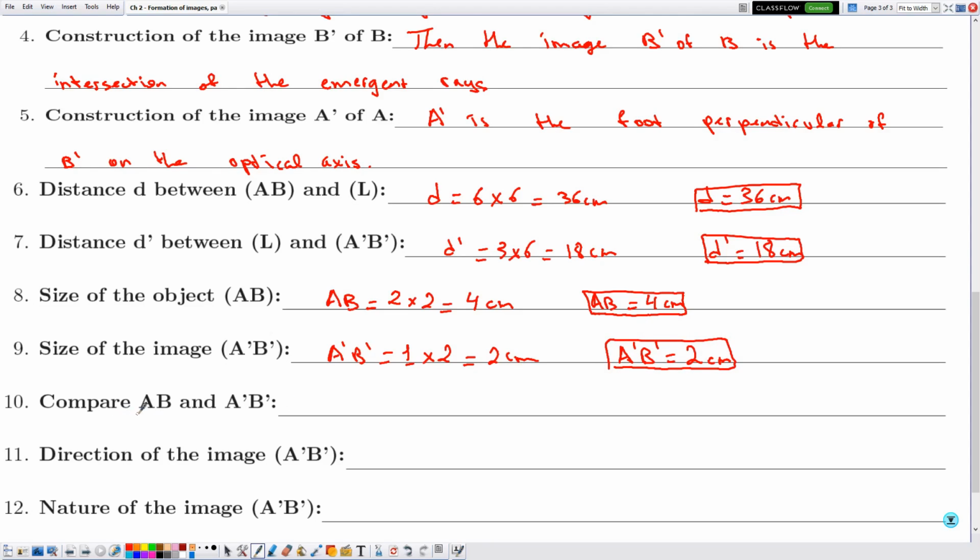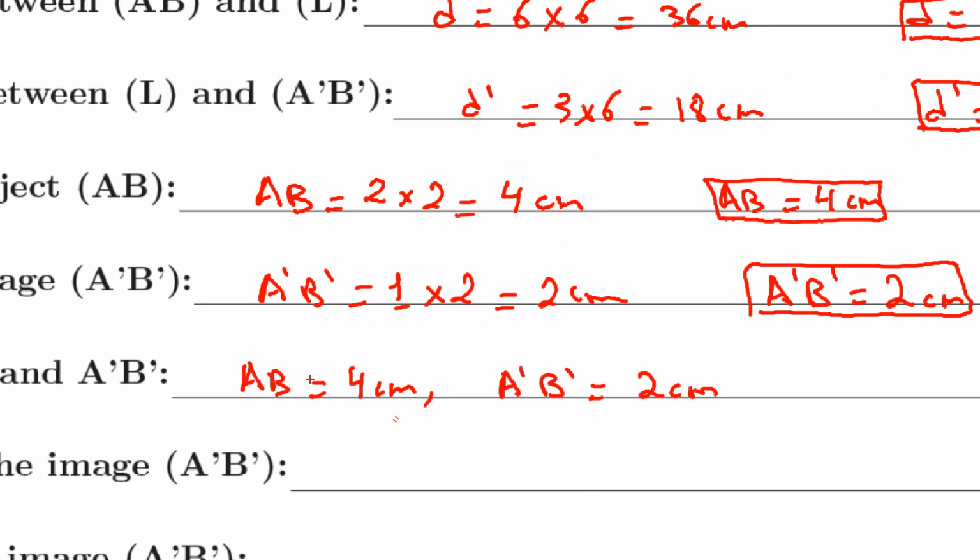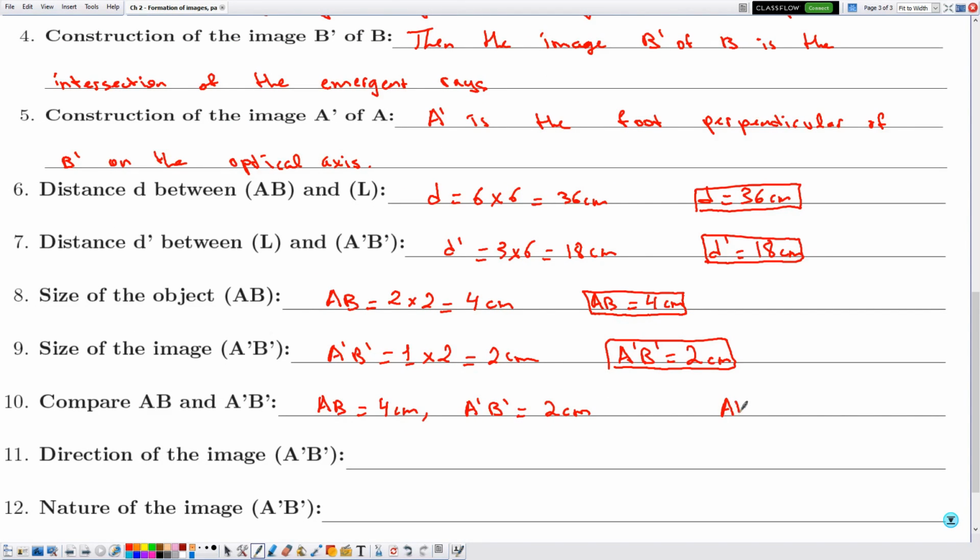And now in number 10, they are telling me to compare AB and A prime B prime. So whenever we need to compare two numbers, we need to say whether one is greater than the other, or equal, or less than. So the size of the object AB is given by 4 centimeters, and the size of the image A prime B prime is given by 2 centimeters. And as you can notice, the object AB is larger in size when compared to A prime B prime, which means that AB is greater than A prime B prime.